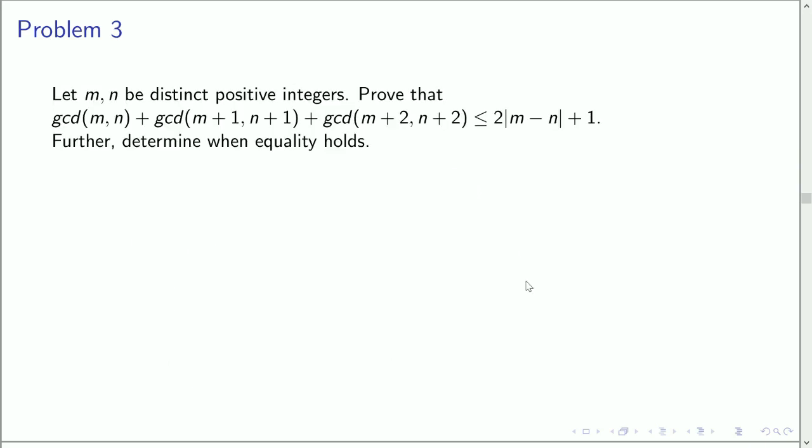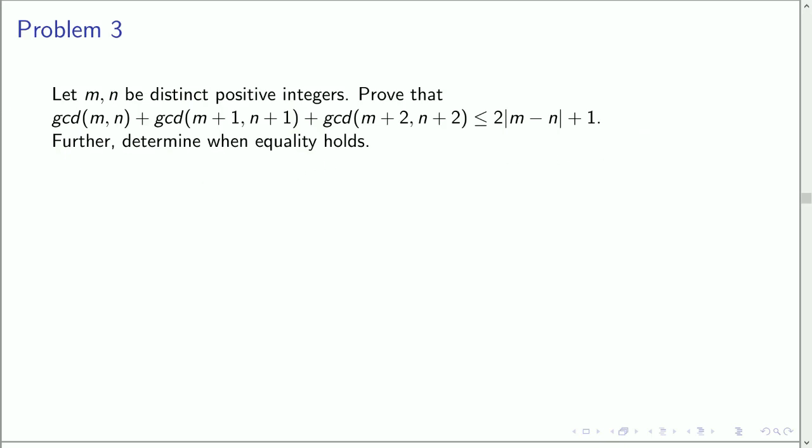So this is problem 3. Okay, it says m and n are distinct positive integers. Prove that GCD of (m, n) plus GCD of (m+1, n+1) plus GCD of (m+2, n+2) is less than or equal to twice the absolute value of m minus n plus 1. It says further determine when the equality holds.